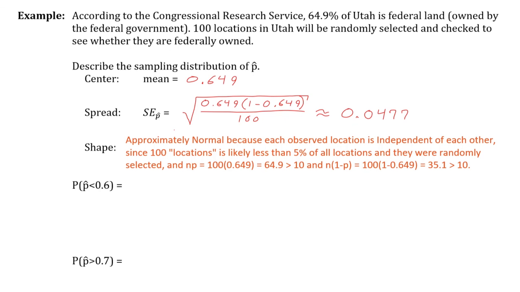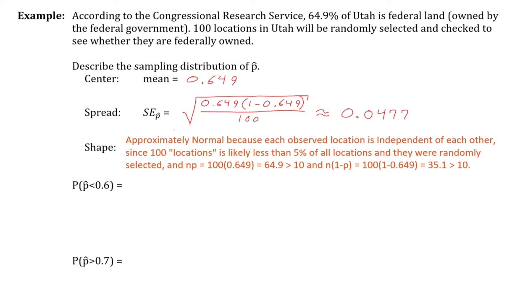As this statement shows, we have approximately normal because each observed location is independent of each other, since 100 locations is likely less than 5% of all locations, and they were randomly selected. And also np, which is 100 times 0.649, is bigger than 10. And also n times 1 minus p, which is 100 times 1 minus 0.649, is also bigger than 10. With that done, now we can calculate some probabilities using specific sample proportions.